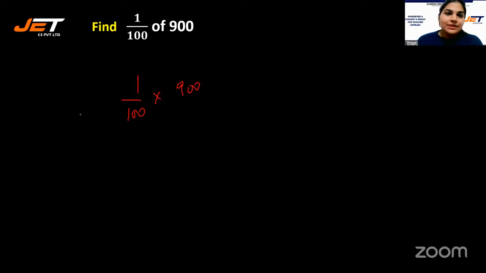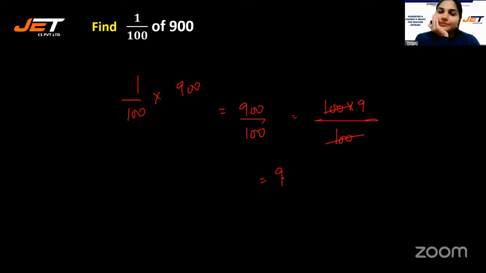Okay, let's do this. So 900 by 100 can be written as 100 times 9 is 900, and 100 in the denominator cancels. 9 is the answer. I hope you got the same answer. Yeah, all right.